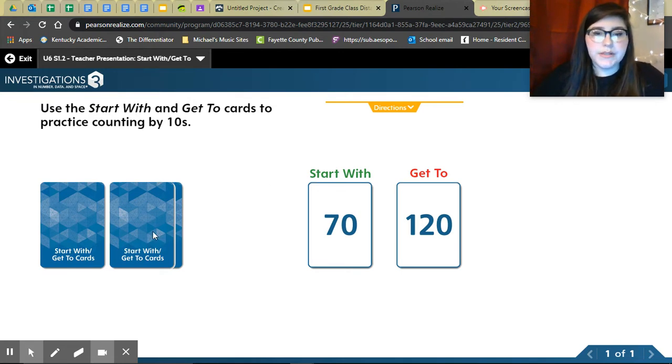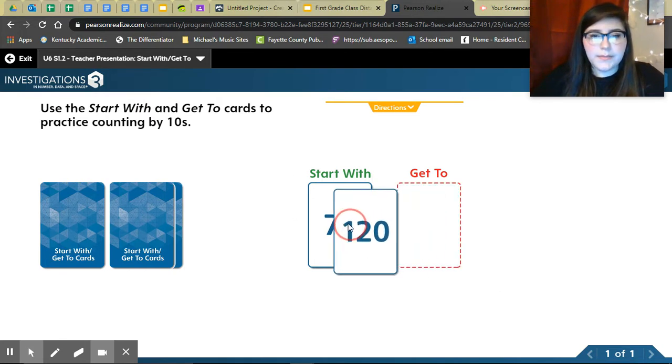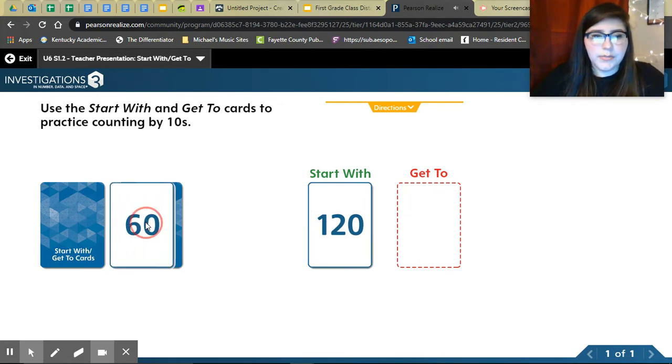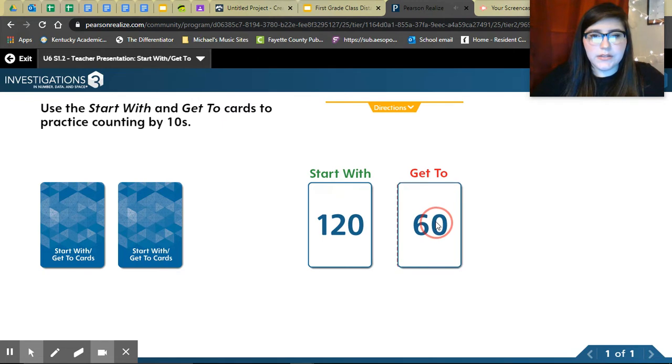So I want you to pause the video and practice counting from 70 to 120, counting by tens. Now that you've practiced counting forward, what happens if I move 120 to my Start With card and I pull a new card to my Get To?